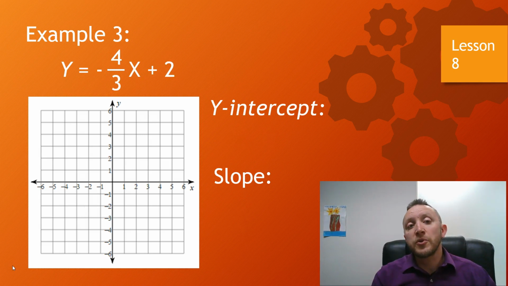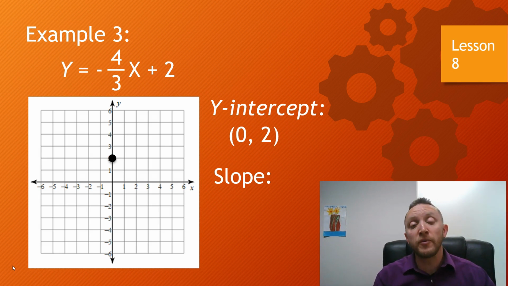Let's look at another example. So this one we have negative 4/3 times x plus 2. So we're going to start with our y-intercept again. Our y-intercept is the coordinate (0, 2). So let's put a point there. Now this time our slope is negative 4 thirds.